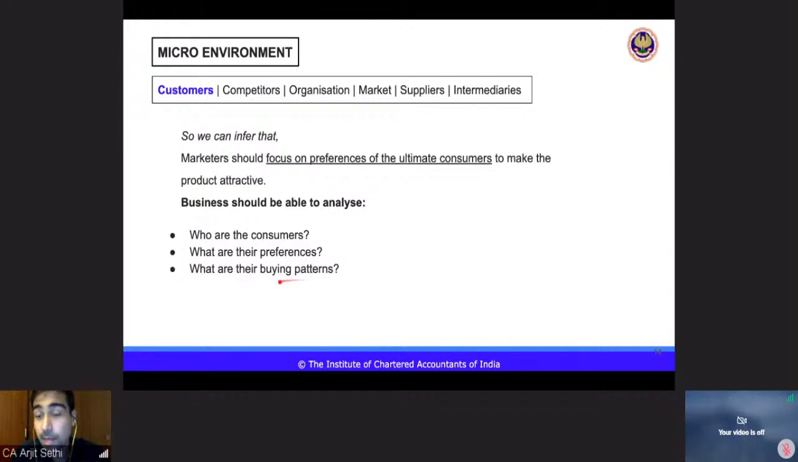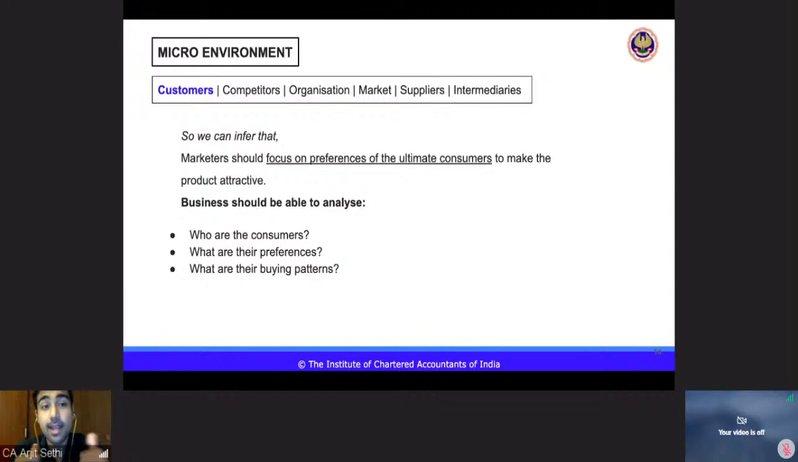What are their buying patterns? Do they buy it very frequently? Do they buy it every month? Do they buy it every year? Or is it something they buy after 5 years? Or is it something they spend a lot of money on? Or is it something they want to save money on? Right? So what are their buying patterns? Three things a marketer should be able to analyze are: who are the consumers, what are their preferences, what do they like, and what are their buying patterns? Right?